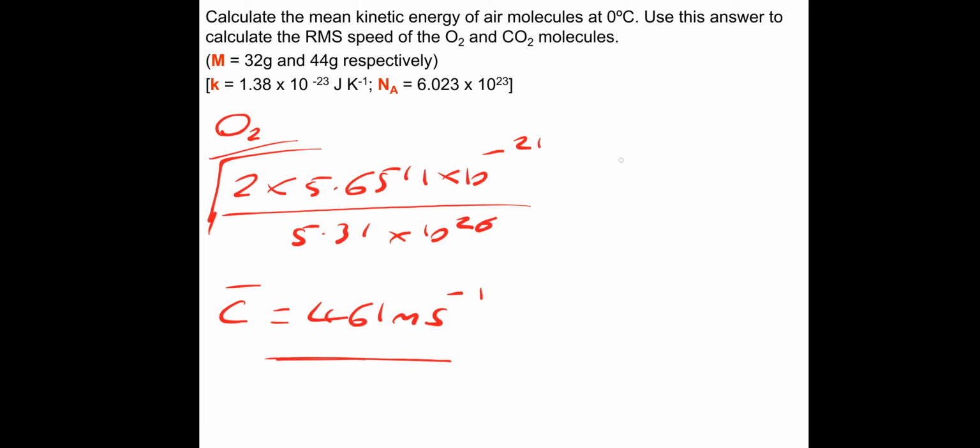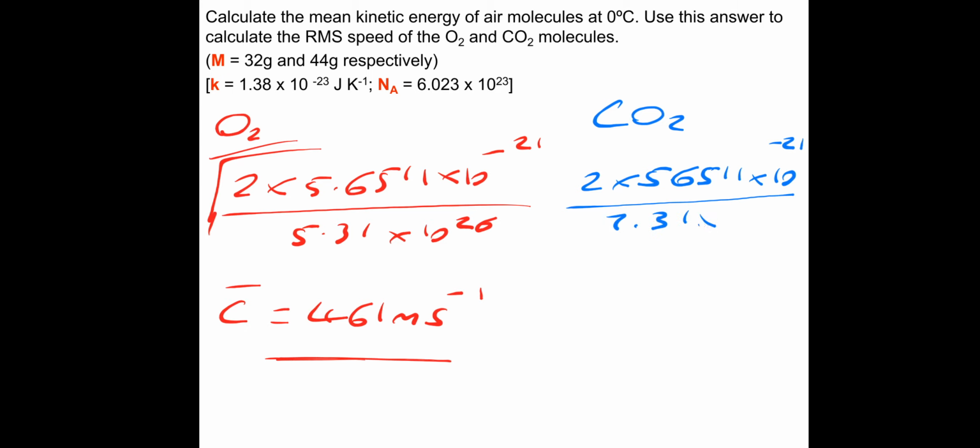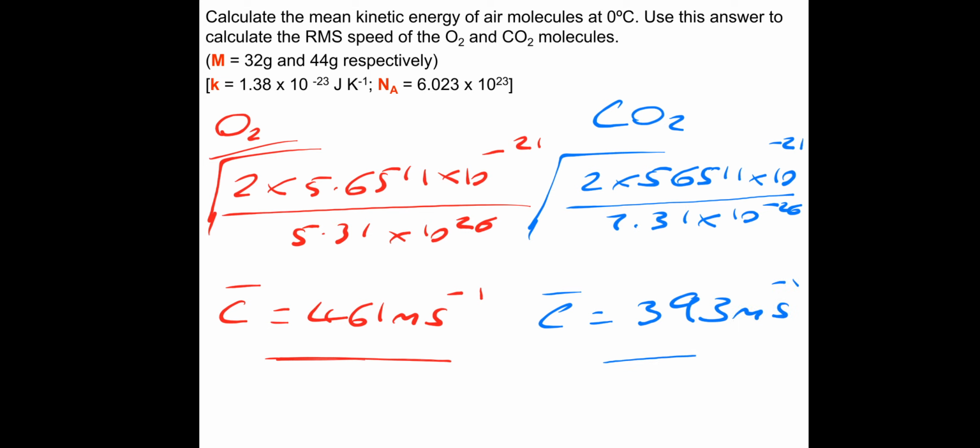And then on the right hand side, same equation. Let's do CO2. So it's 2 times the energy. So again, 2 times the 5.6511 times 10 to the minus 21 divided by the mass, which we calculated to be 7.31 times 10 to the minus 26, and then square root. And that will give us an RMS speed, which is equal to 393 meters per second.